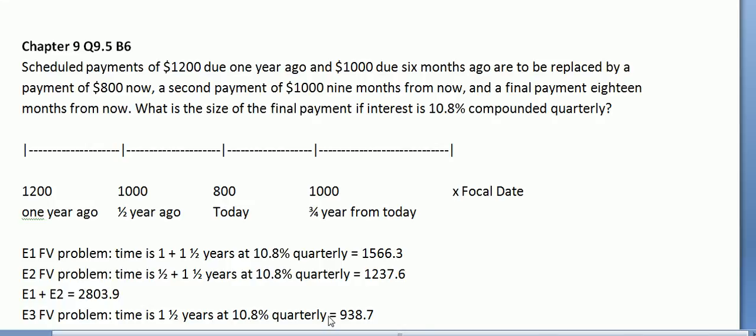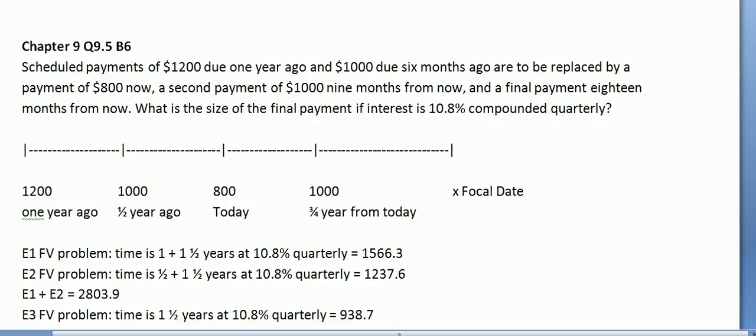So basically, we have two debts, one of $1,200, which was due 1 year ago, and one of $1,000, which was due half a year ago. They're going to be repaid, so that's the other side of the equation, by $800 today, and $1,000 3/4 of a year, or 9 months from today. X is the focal date here. We make a repayment of X. That's a balance payment on the focal date. And the focal date is 18 months from today.